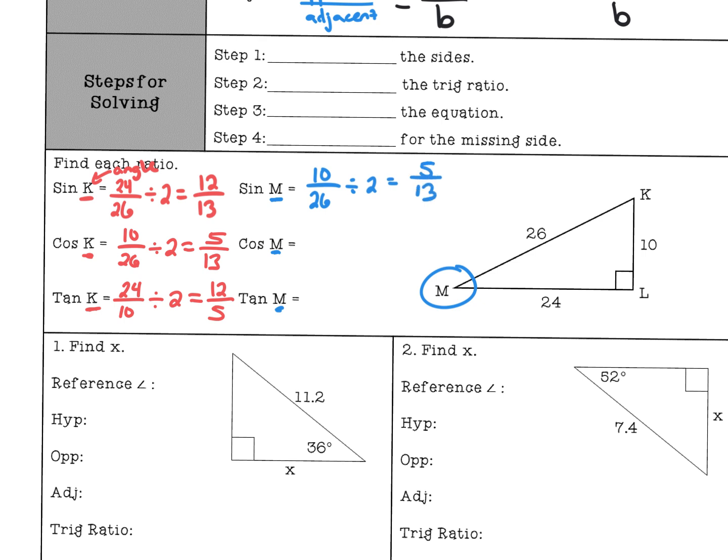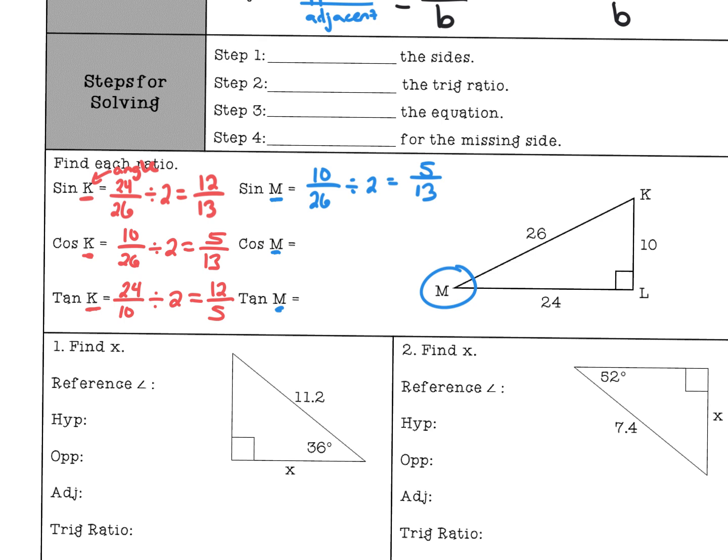What do you notice between the two sines? Are they the same or are they different? The hypotenuse is always going to stay the same, but is the sine ratio always going to be the same? Yeah, it just depends where. Yes, you're correct. The sine, cosine, and tangent ratios depend on where the reference angle is. Sine of M is not going to be the same thing as sine of K.